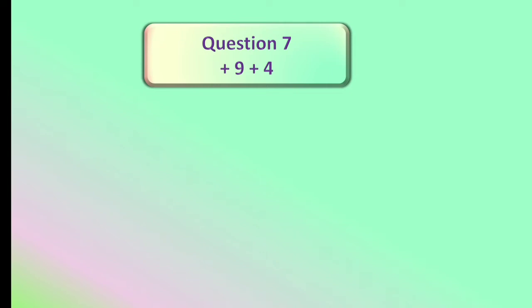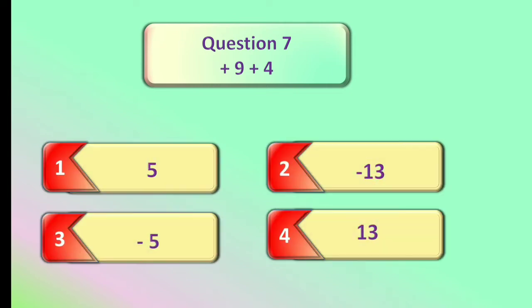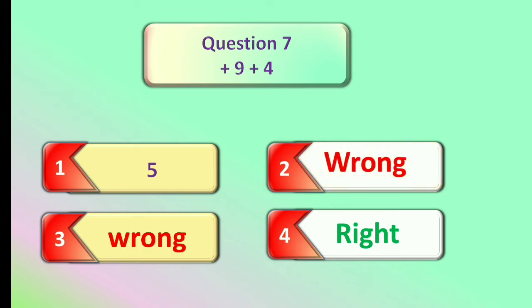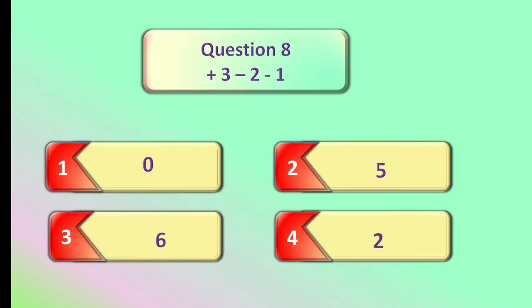Next question. Question 7. Plus 9 plus 4. It's the easiest one. Fourth option is correct. 13. Same sign. Just add both the numbers. After adding, 13 comes out. Question 8. 3 minus 2 minus 1.